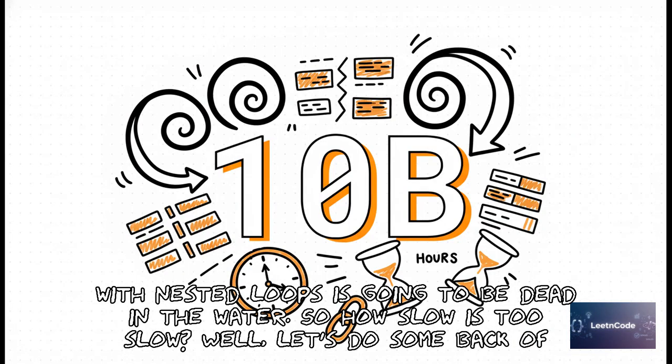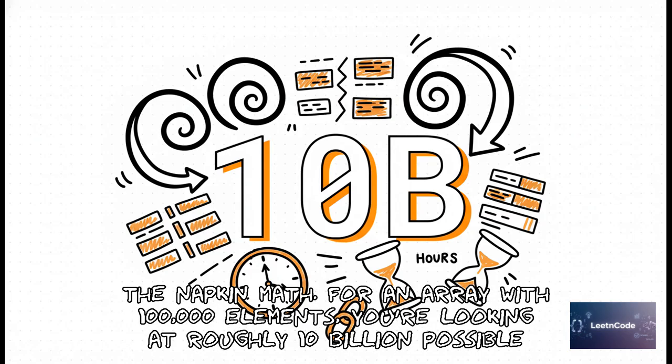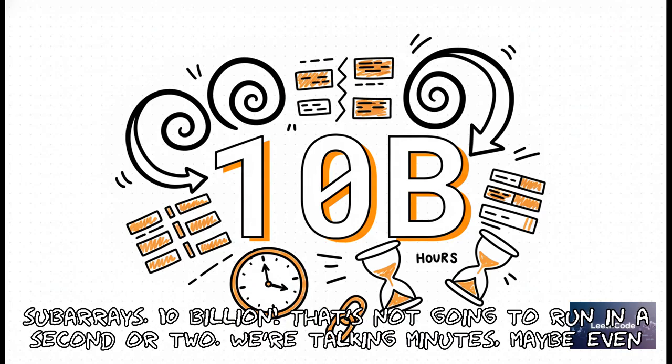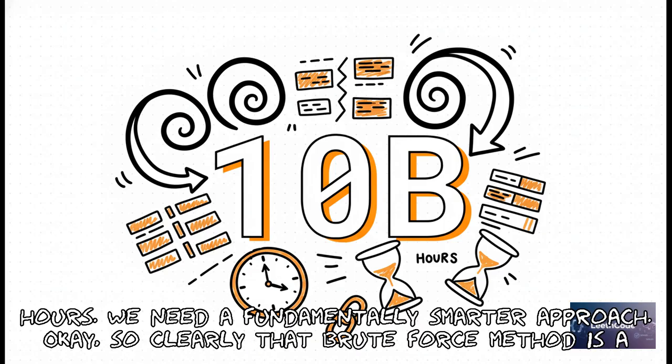So how slow is too slow? Well, let's do some back-of-the-napkin math. For an array with 100,000 elements, you're looking at roughly 10 billion possible subarrays. 10 billion! That's not going to run in a second or two. We're talking minutes, maybe even hours. We need a fundamentally smarter approach.